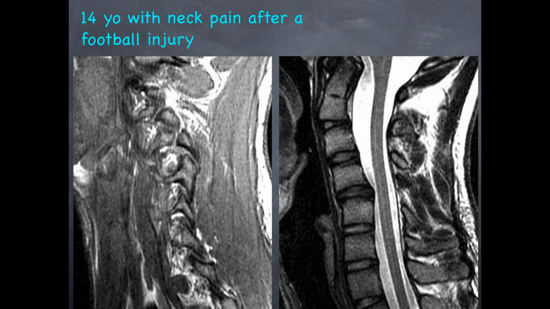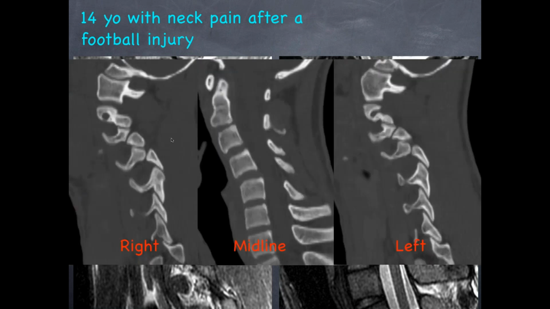14-year-old with neck pain after football injury. Okay, we have disc protrusion at C4, C5, narrowing of the spinal canal. Yeah, it looks like there might be a fracture of the C2 right there. Yeah. There's the CT. Okay, it looks like well corticated.